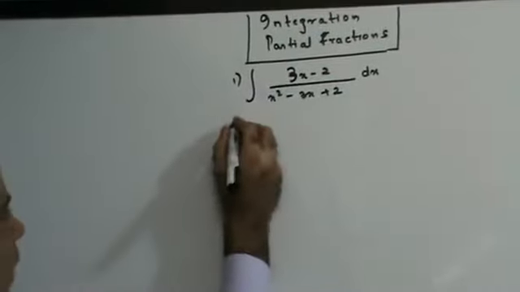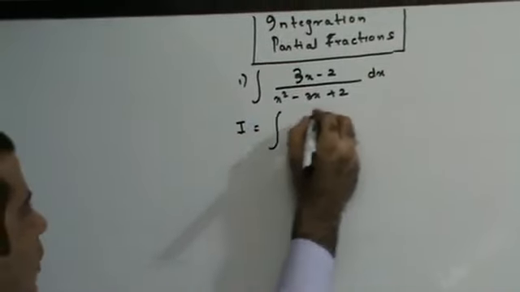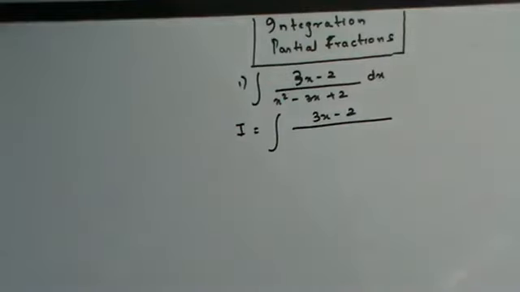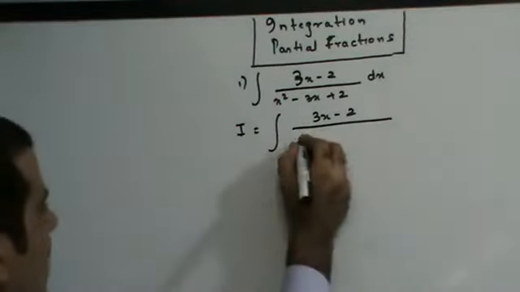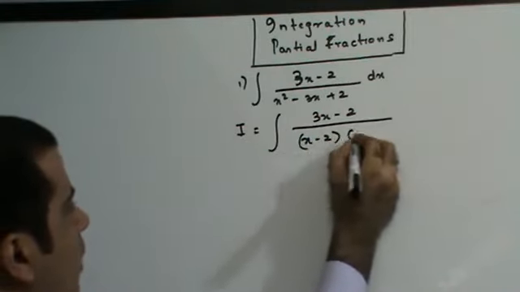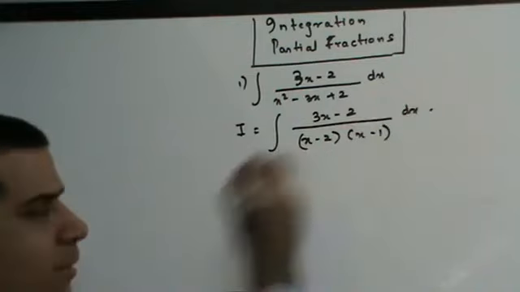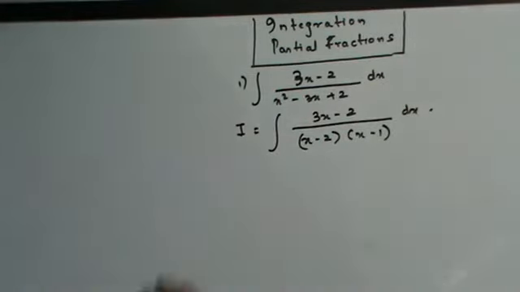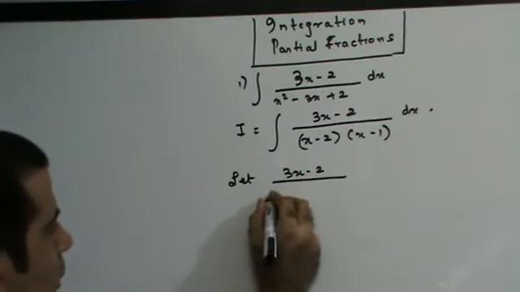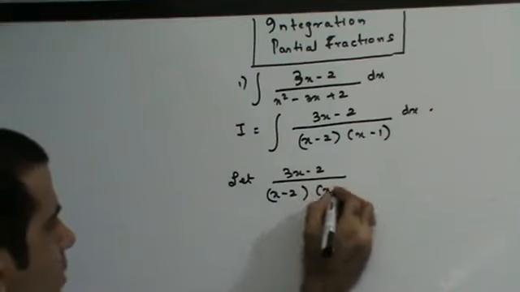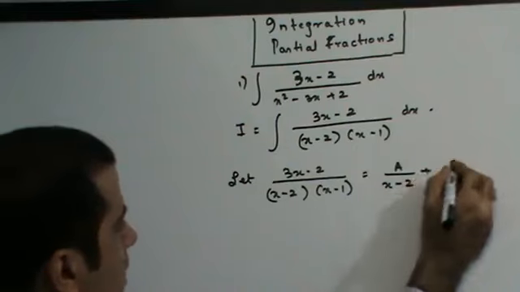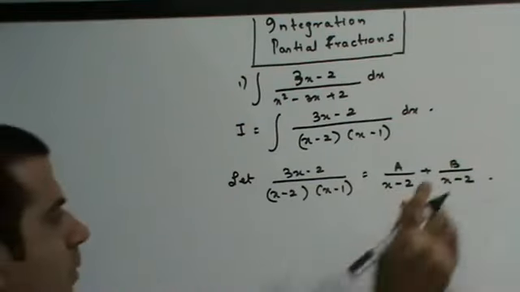Now, let's see this. I can say I is equal to integral of 3x minus 2 upon quadratic. Factors of 2 are 2 and 1, minus 2 minus 1 gives you minus 3. So the factors will be x minus 2, x minus 1. I can find the factors. Once you've done this, you will say let 3x minus 2 upon x minus 2, x minus 1 be equal to a upon the first denominator plus b upon the second denominator.